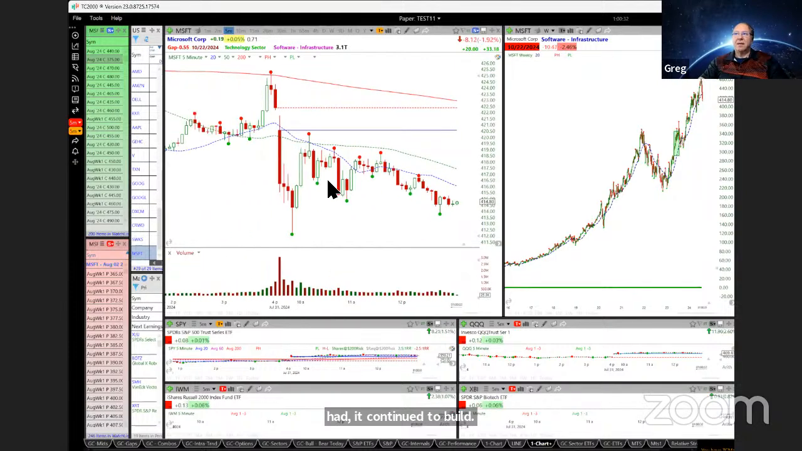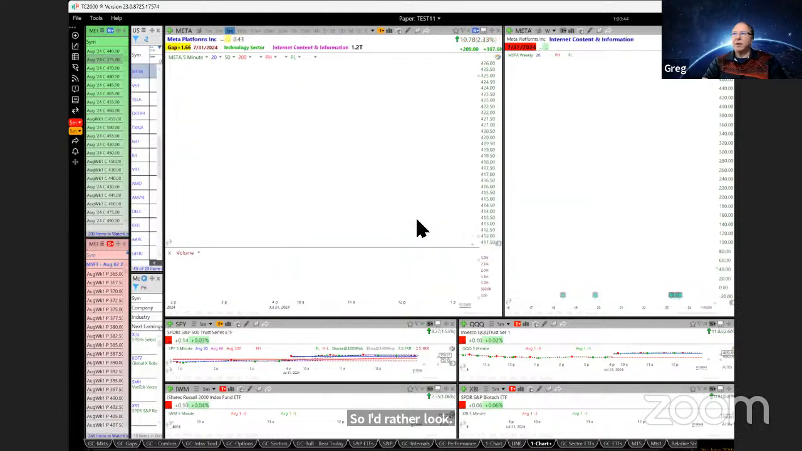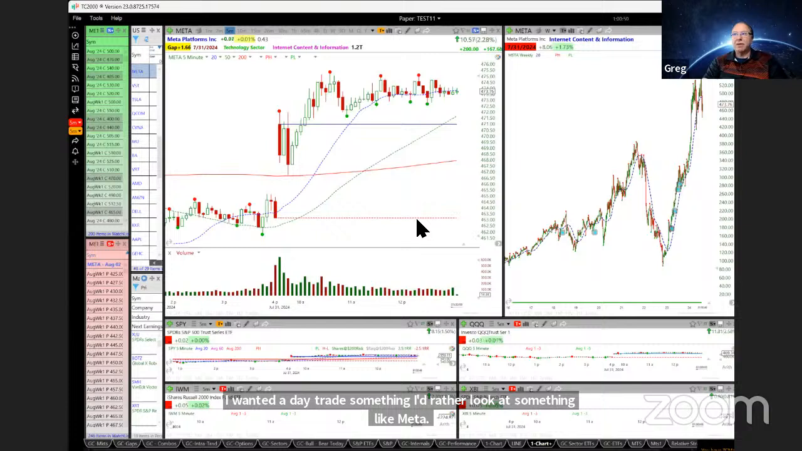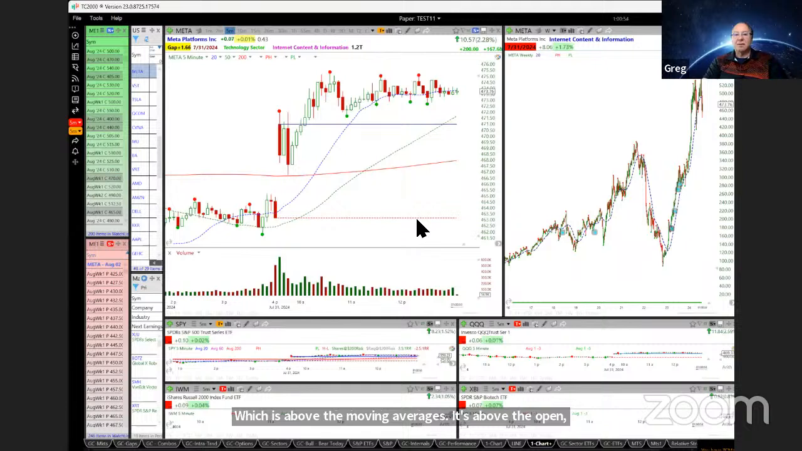However, look, I explained what these lines are. It's below the open and it's below yesterday's close. And the moving averages are facing down. So if I wanted to day trade something, I'd rather look at something like Meta, which is above the moving averages. It's above the open, above yesterday's close, that could break out when the news comes out, where Microsoft is showing relative weakness.